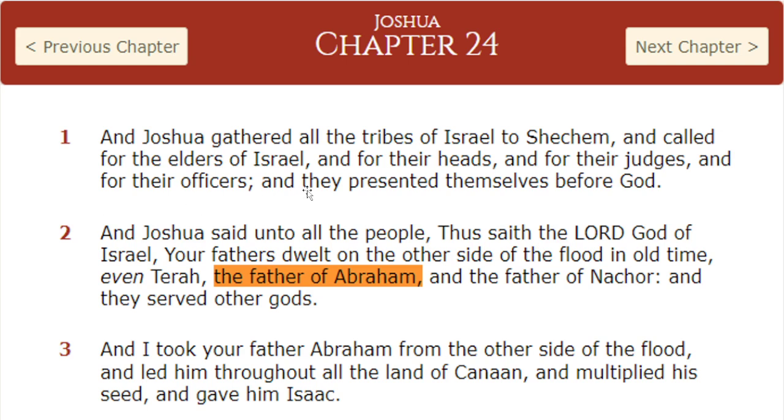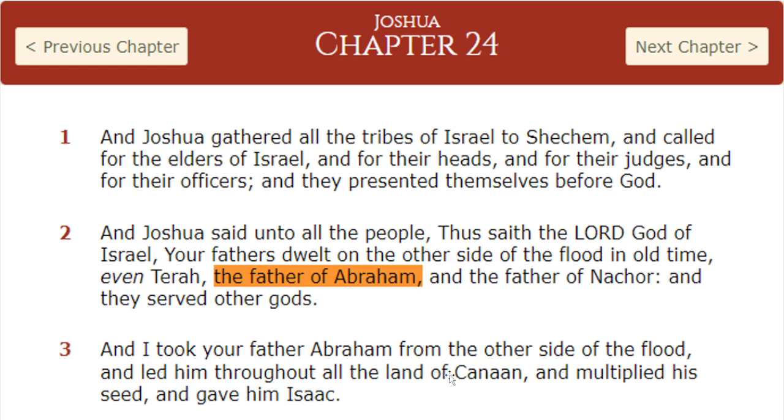And this talks about how they were in idolatry. Yeah, because they were serving the Chaldean gods prior to Abraham being chosen by the Most High. Right? And let's read that in Joshua chapter 24. In verse 1, "And Joshua gathered all the tribes of Israel to Shechem and called for the elders of Israel and for their heads and for their judges and for their officers, and they presented themselves before God. And Joshua said unto all the people, thus saith the Lord Yahweh God of Israel, your fathers dwelt on the other side of the flood in the old time, even Terah, the father of Abraham and the father of Nahor, and they served other gods." So Abraham's father, Terah, and those that were before him, they served other gods. Particularly, they were obviously serving the Chaldean gods because they were in the Chaldean area.